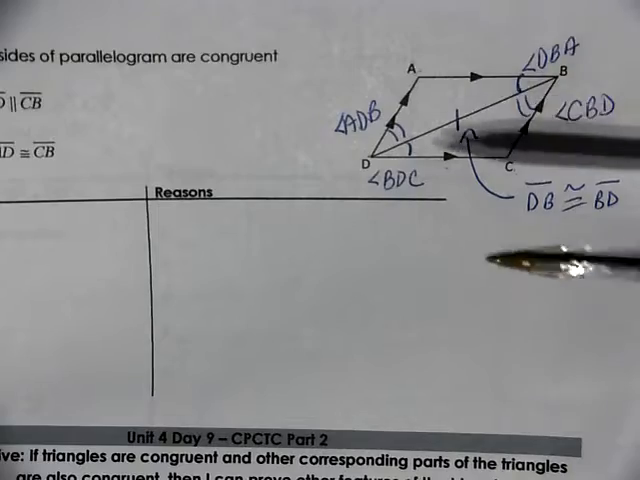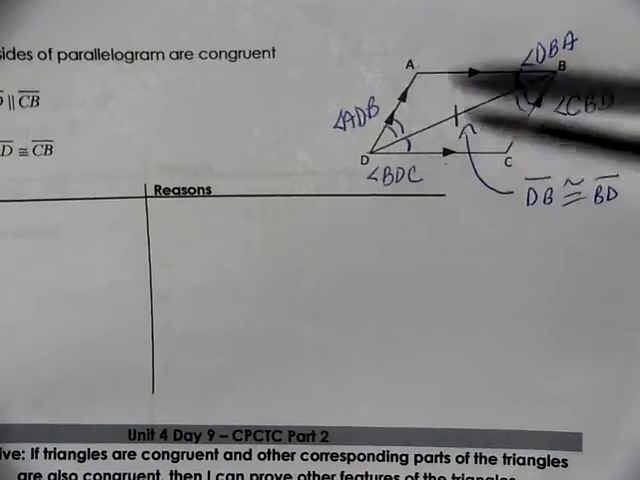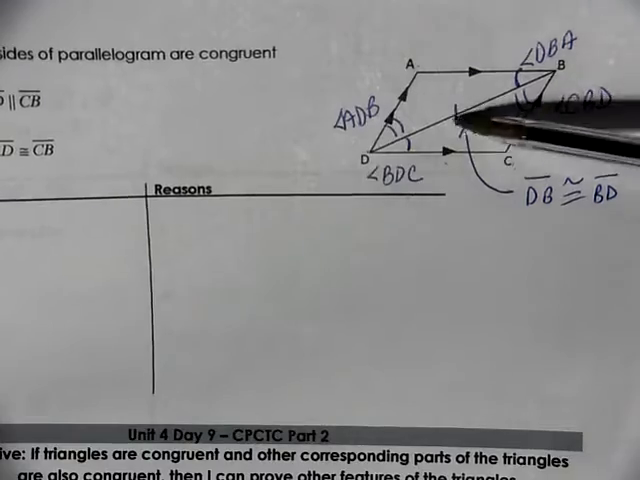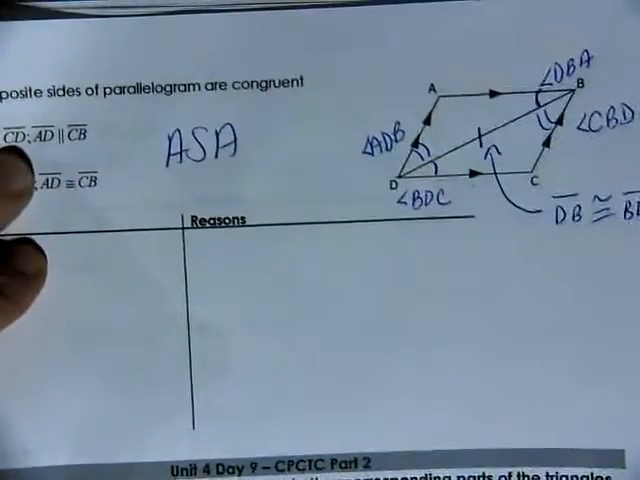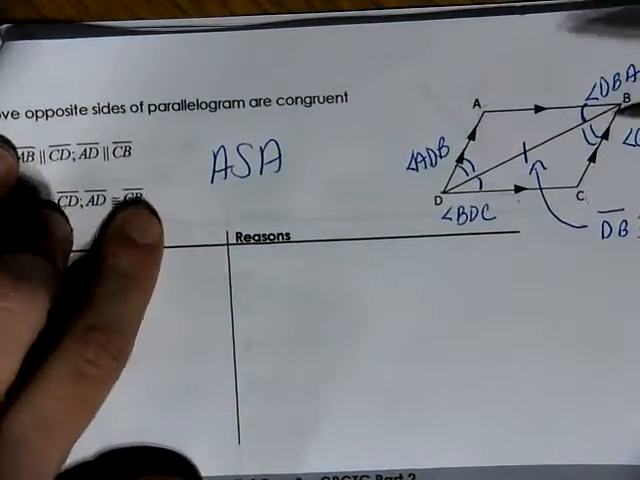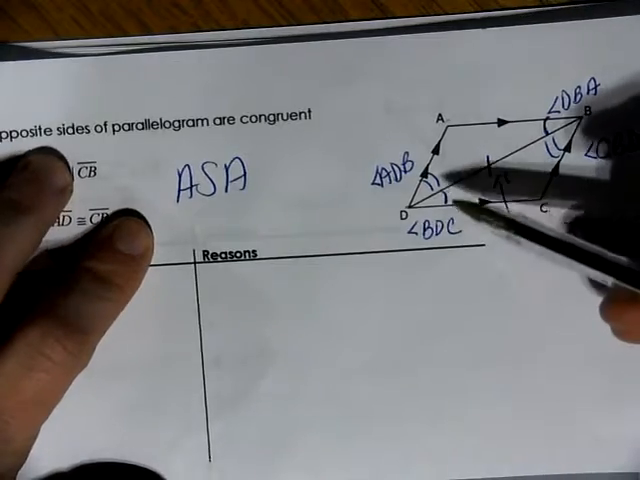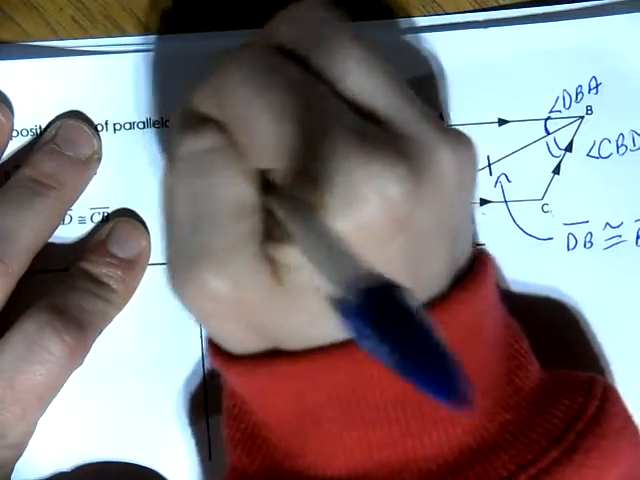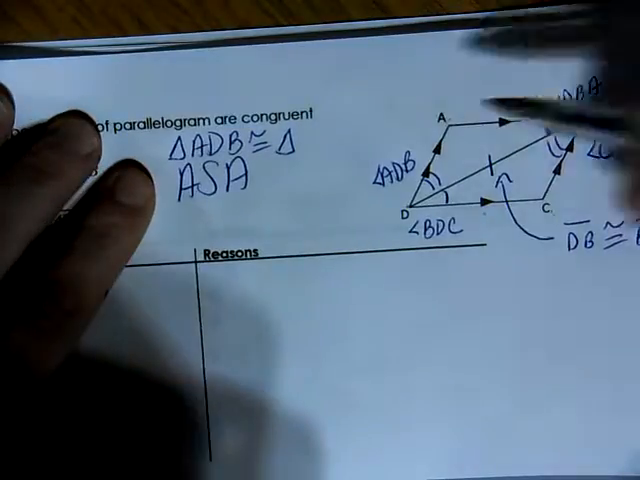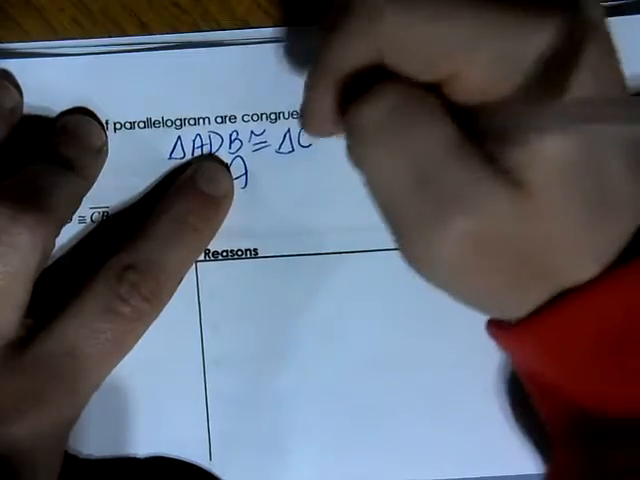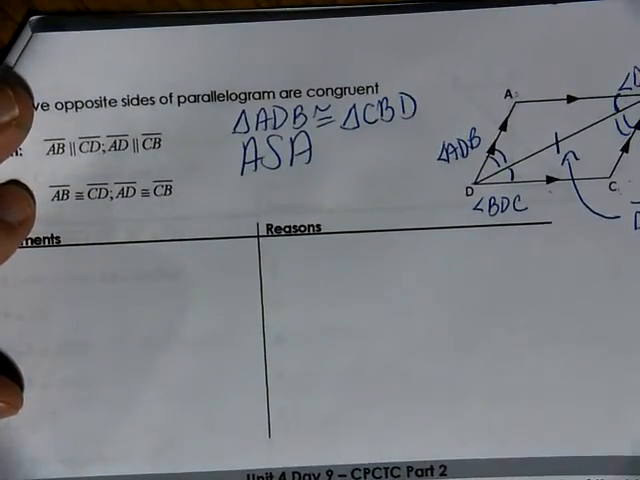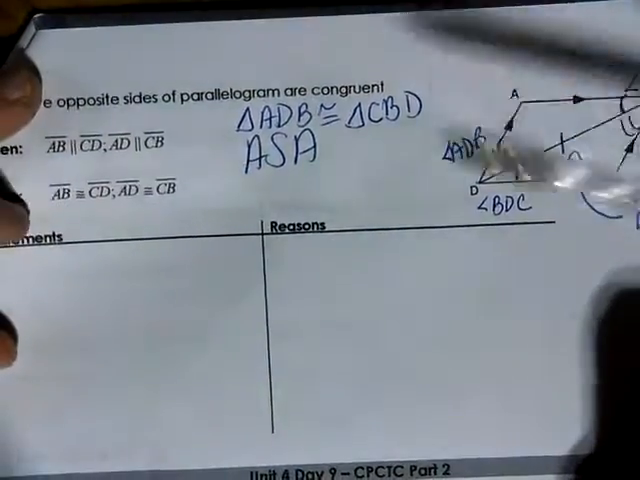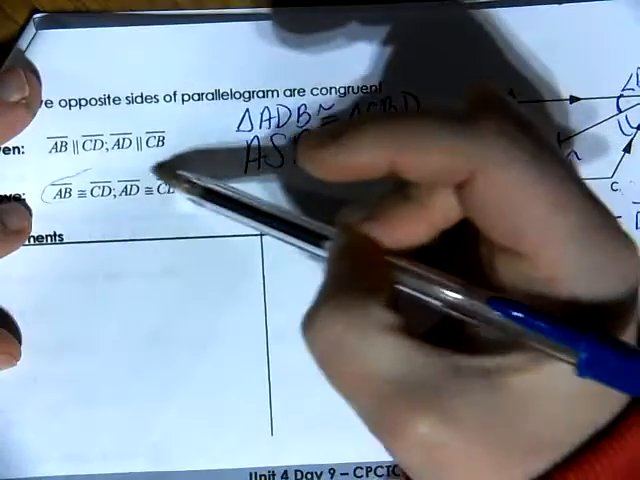So looking at these triangles, I would say that you would have to prove these triangles are congruent by angle, side, angle. I'm going with angle, side, angle. So now I need to come up with those triangles and give them a name. So I'm going to go with ADB is going to be congruent to triangle, well, A matches with C, D matches with B, and B matches with D. So triangle CBD.